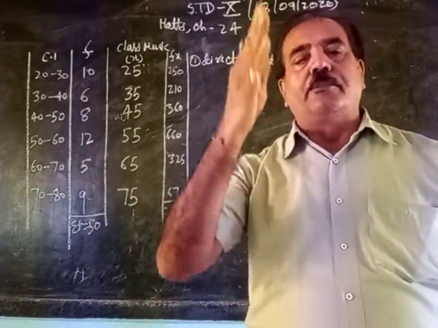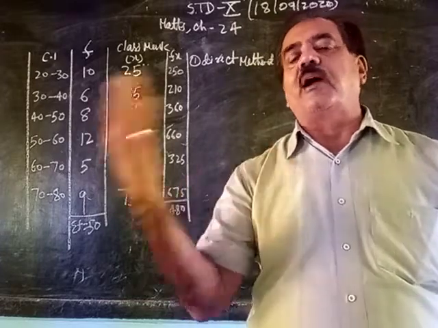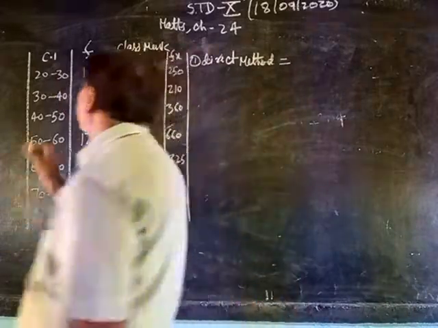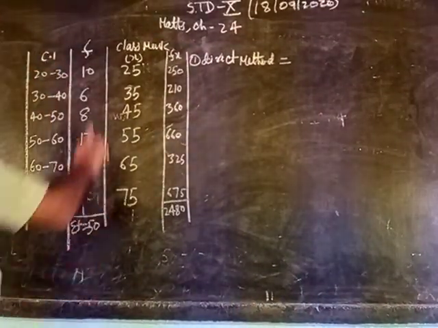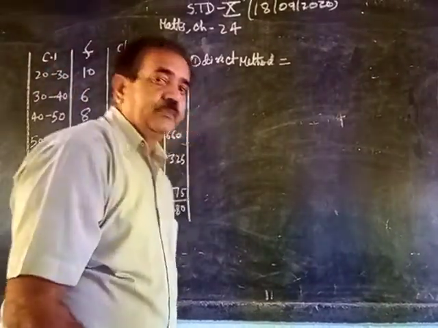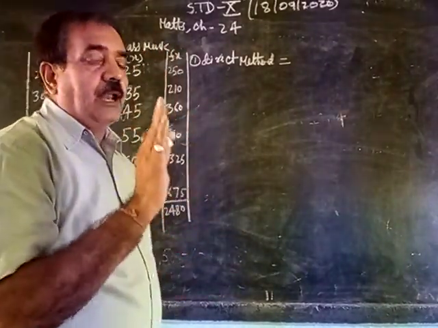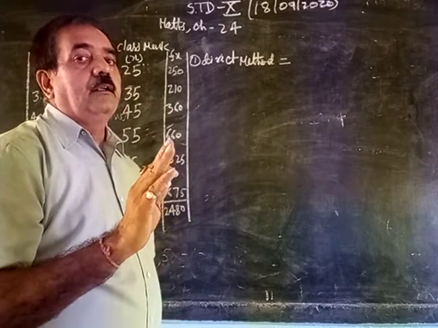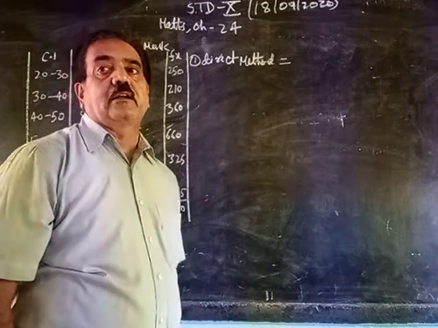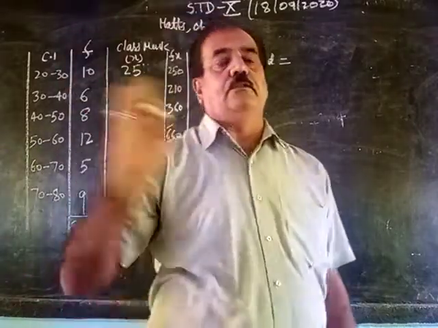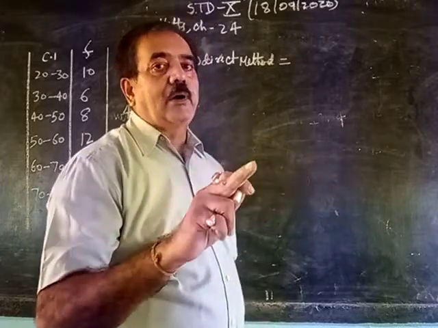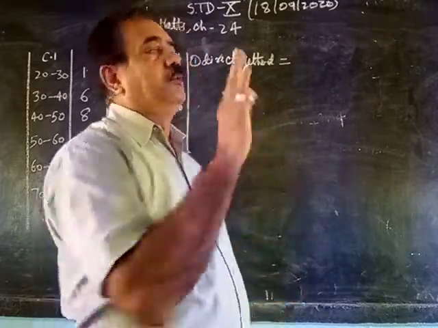When only observation and frequency are given, then you have to find the mean. Here in this question, class interval and frequency are given. So how to find the mean when class interval is given? Remember, when class interval is given, you have to find the class mark. Class mark means mid-value. How to find the class mark? (Lower limit plus upper limit) divided by 2.